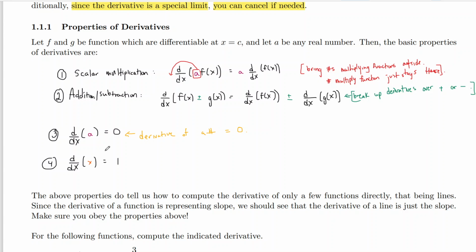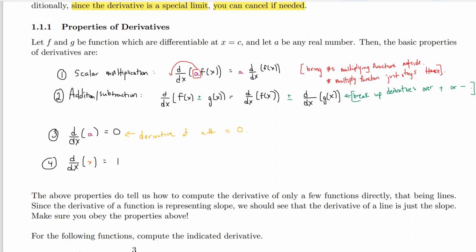Now, very important. This is a derivative of a number by itself. Up here in number 1, when we're talking about scalar multiplication, a is multiplying something with x. It's very important to know how to use these rules properly: if we're multiplying a number times x, the number just sticks around. If we have a number just by itself, the derivative of that number is 0.